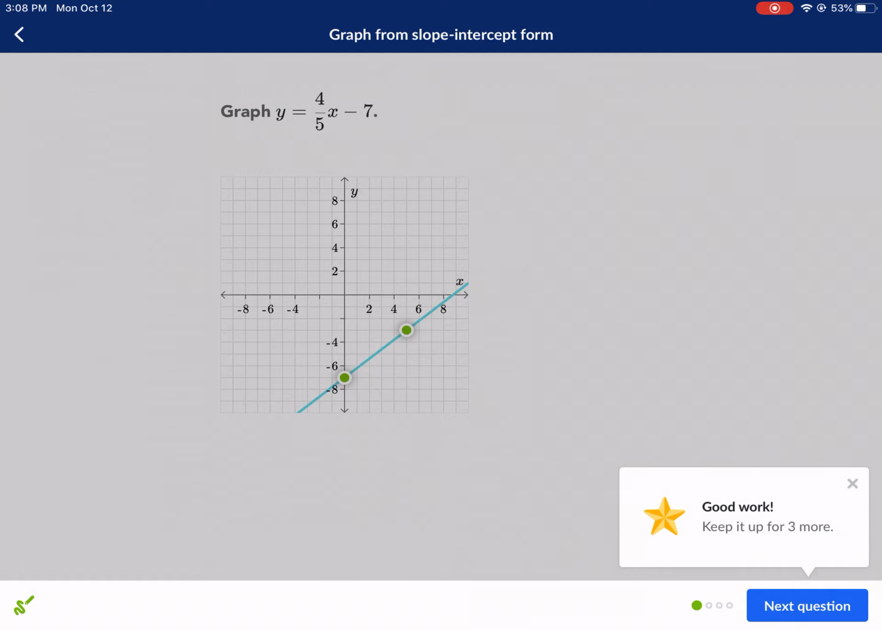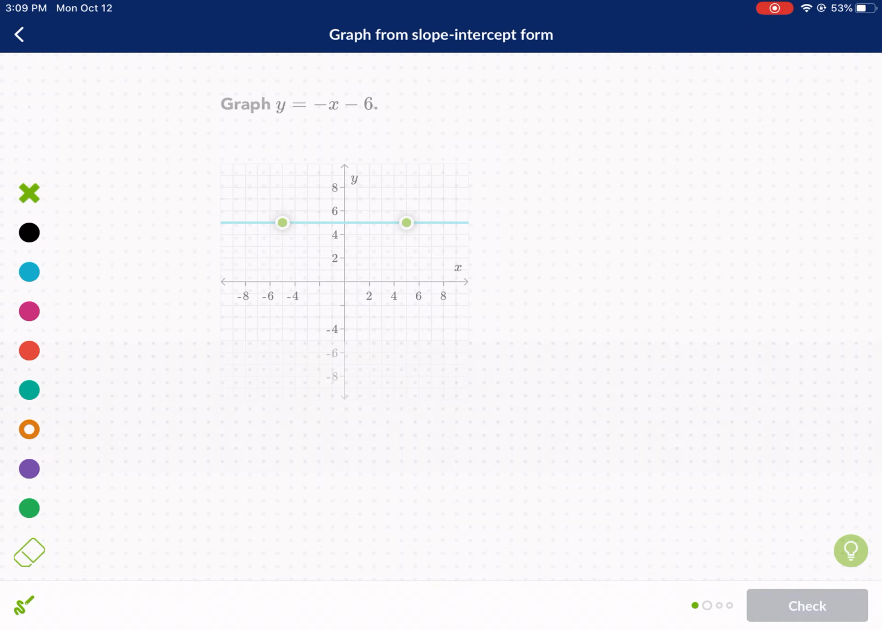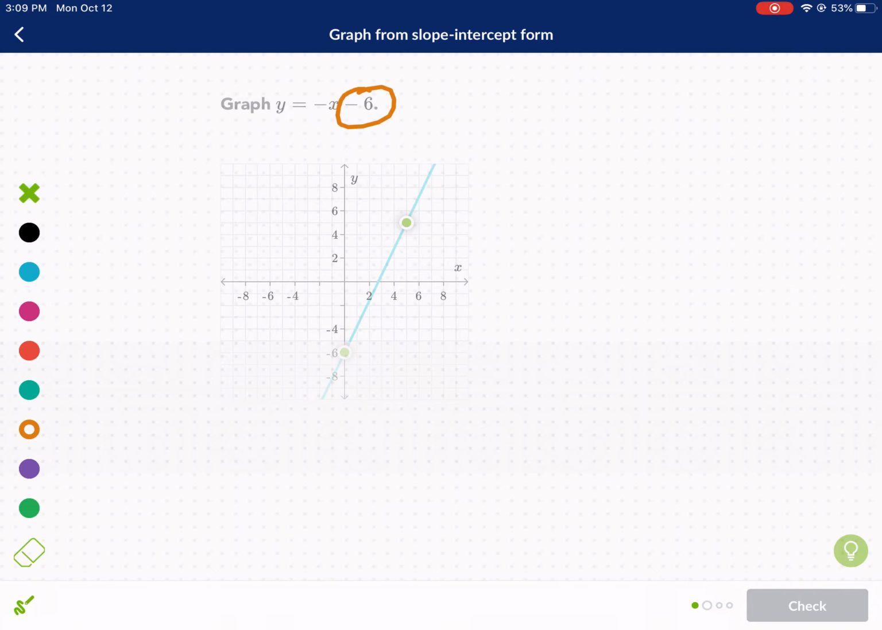Now, I was able to get this 100% because all you need is 2 points to make a straight line. You make your y-intercept, that's 1 point, and then you use the slope to find a second point. So we're going to do the same thing here. We see our y-intercept is -6, so we're going to go down to -6, okay? And that's our first point.